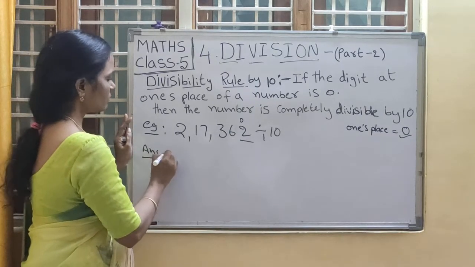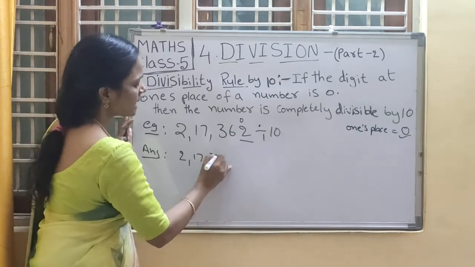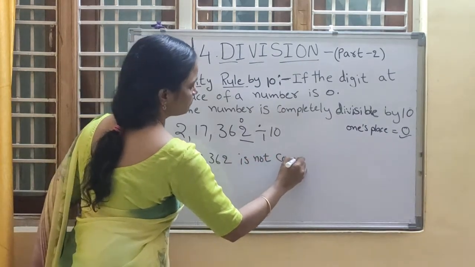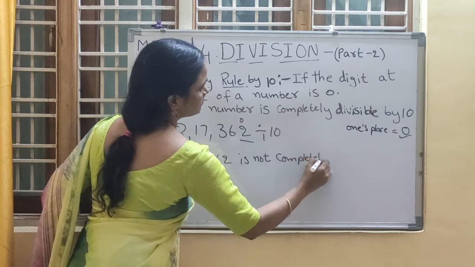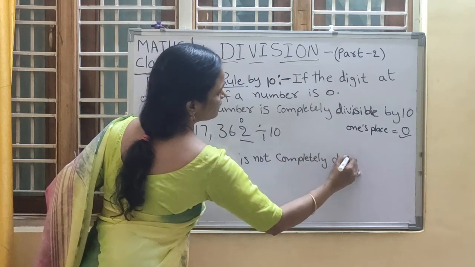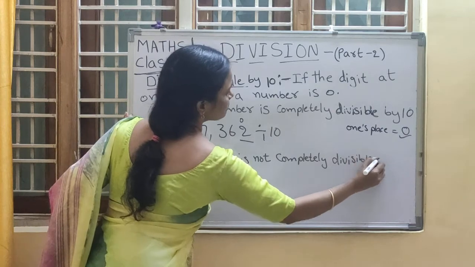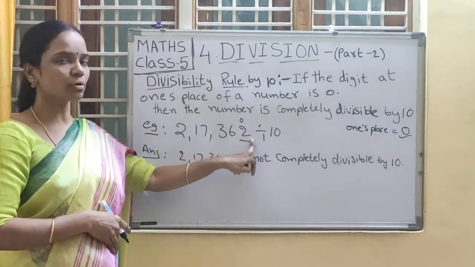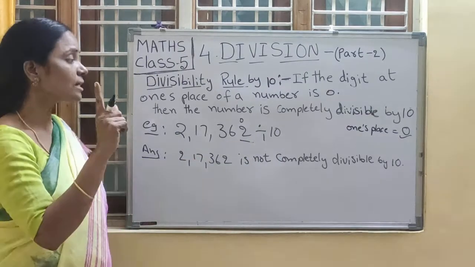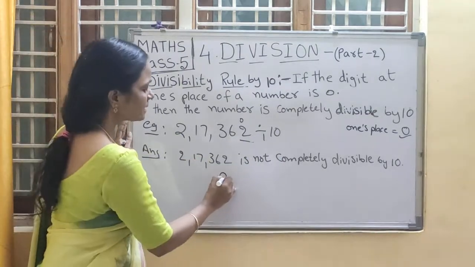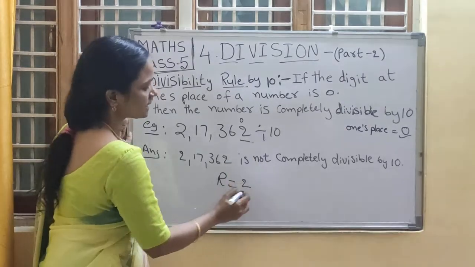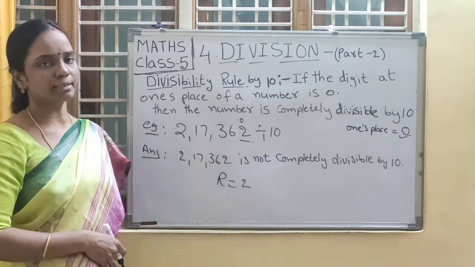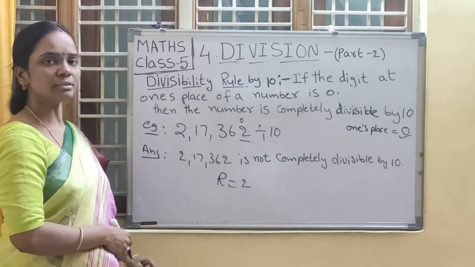Answer: 2,17,362 is not completely divisible by 10, because the ones place digit is 2, not 0. So the given number is not completely divisible by 10. Then what is the remainder? Always the ones place digit is the remainder. In the case of 10, the ones place digit is the remainder. Note it down, children. Have you understood?